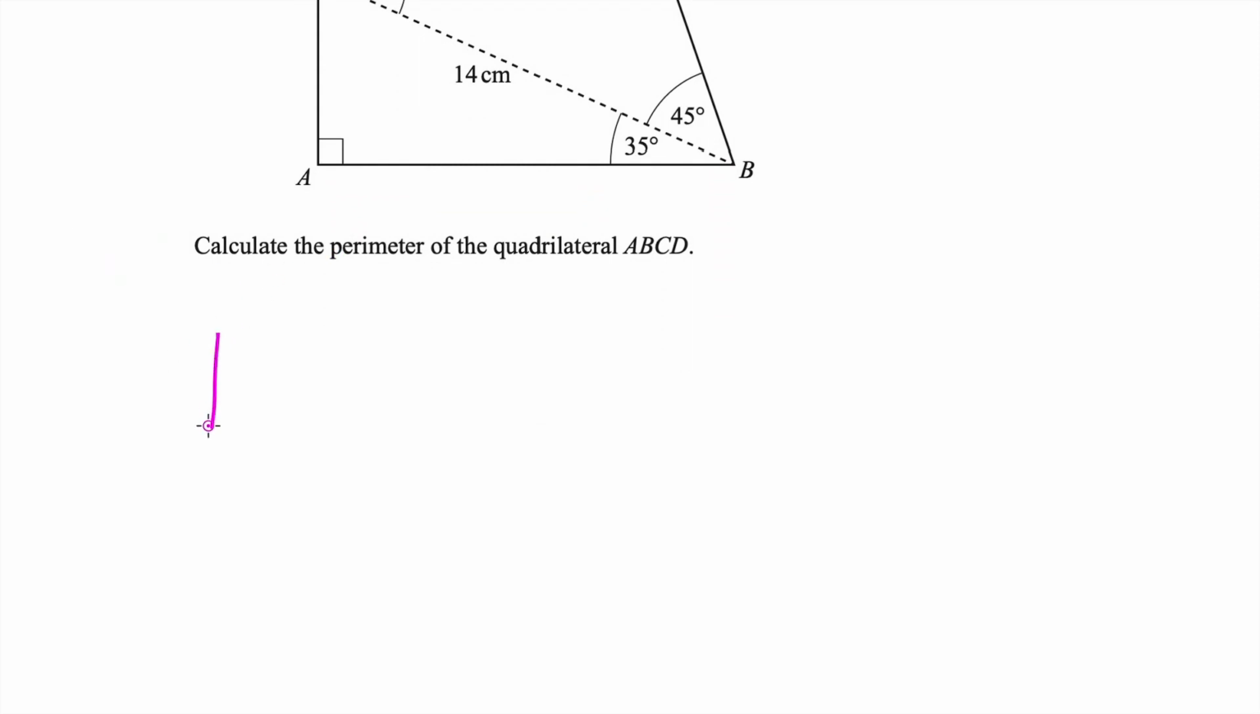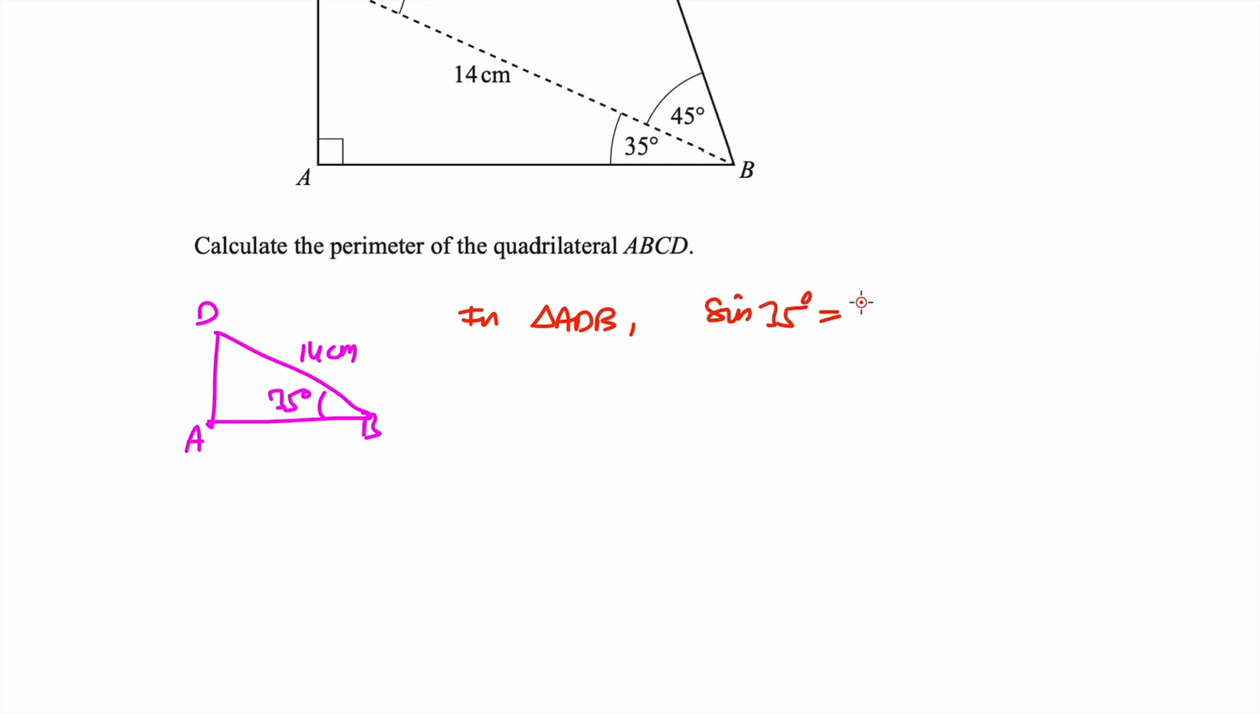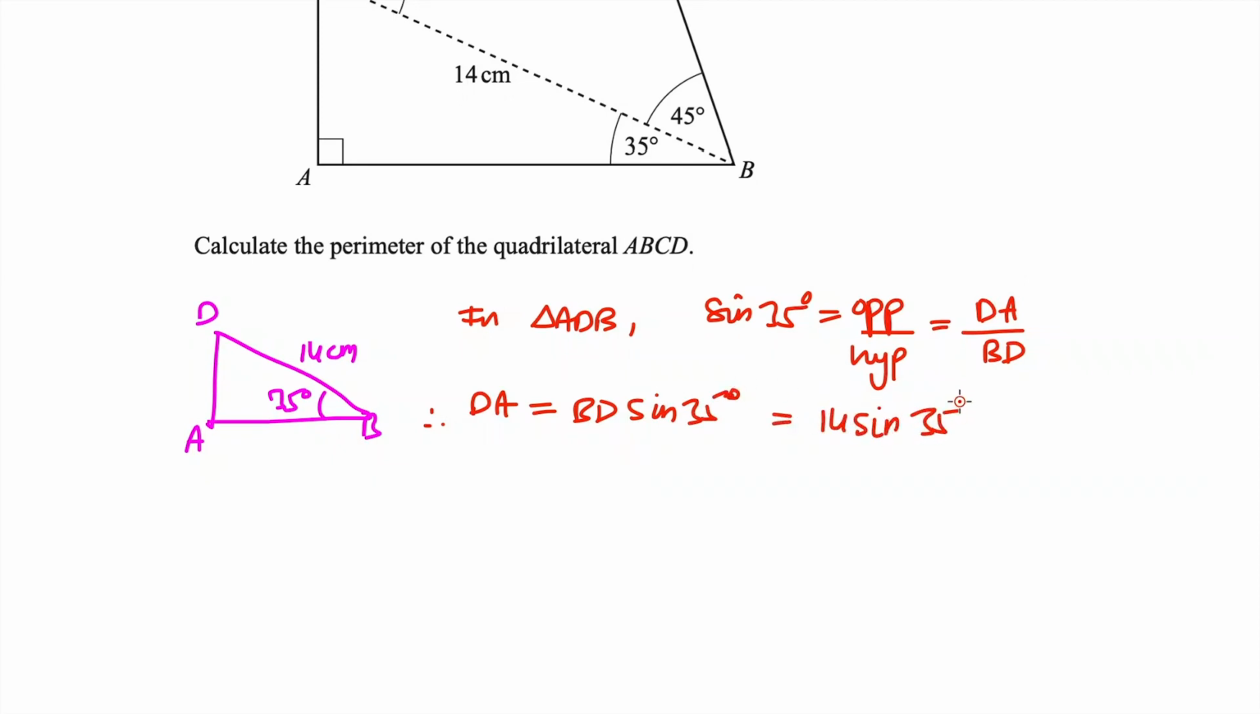So first let us draw the picture. It is 14 centimeters, it is D, it is A, it is B, and it is 35 degrees. So therefore, in triangle ADB, sine 35 degrees is equal to opposite side by hypotenuse, which is nothing but DA divided by BD. So therefore DA is equal to BD into sine 35 degrees, which is nothing but 14 sine 35 degrees. Okay, so that is the value of DA.